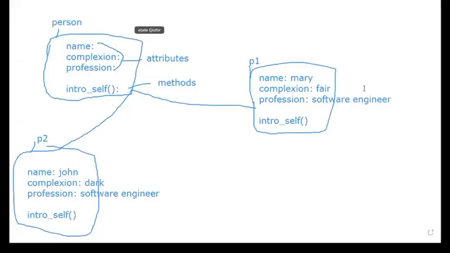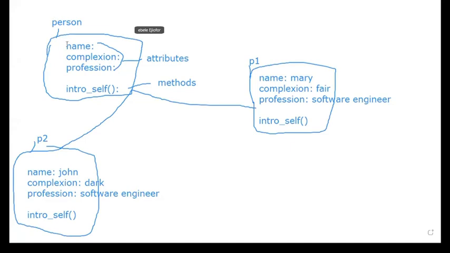Good afternoon, everyone. Our topic today will be on class and objects in Python. What is a class? In Python, a class is an object constructor. We can say it is a blueprint for creating an object. Here now, this is a class. And the name of our class is person.